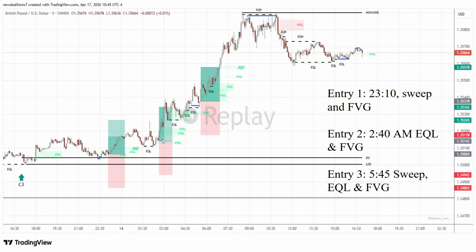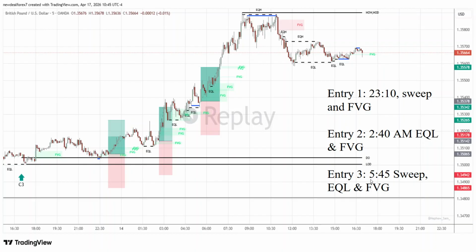Next entry at 2:40 a.m. London session had equal lows, a fair value gap. Those two things did work together to give you some good price action to the upside. And then the last one at 5:45 had a sweep, equal lows, and a fair value gap. So all three of those things all together work together to just show you, hey, look, there's strong support here. So the odds of that trade working out are good. So you could have 1, 2, 3 trades there work out. That was great. So 3 opportunities to take it long before it started consolidating at the end.